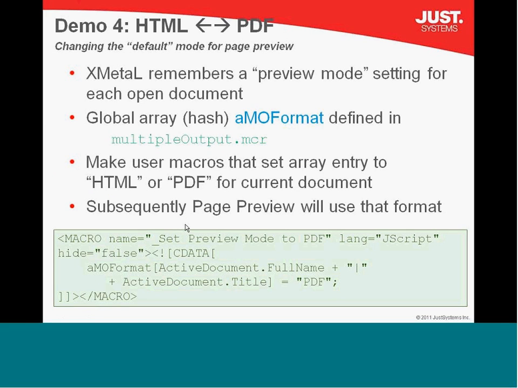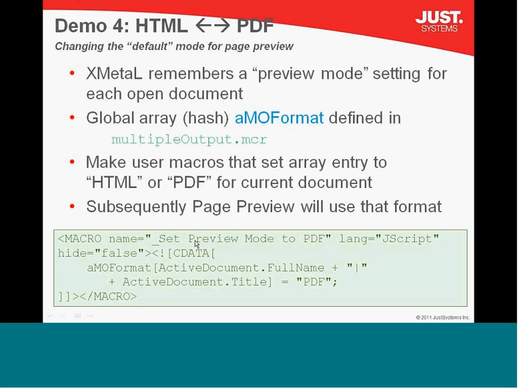But if you'd like to give the user the option of setting that themselves, then this is the way to do it. Basically, there's a global array called AMO format, which stands for multiple output format, defined in that multiple output MCR file. It remembers the preview type that you have associated with every document that you have open in XMetaL. So you can just use this global variable to set that value to be HTML or PDF for your current document.